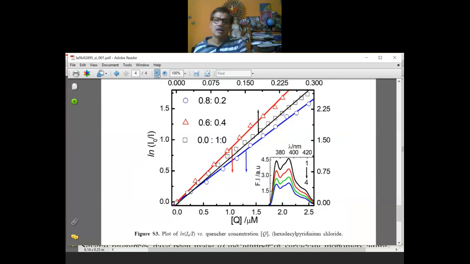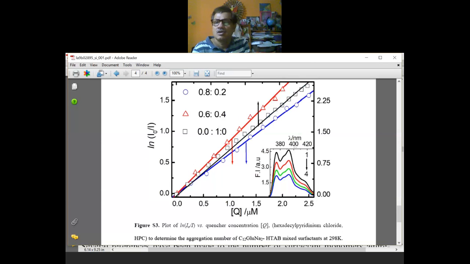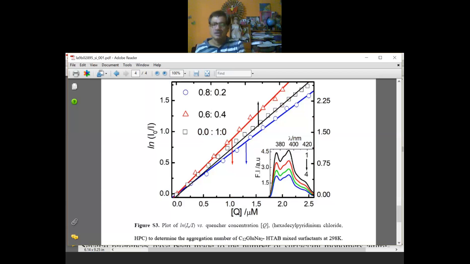You make a plot of ln I0 by I. They have shown it here as ln I0 by I; I have told it as ln F0 by F. I0 or F0 bear the same meaning: the fluorescence intensity in absence of quencher. So you record the spectra where there is no quencher, then you vary the concentration of the quencher, then you make a plot of ln I0 by I. At the higher wavelength, this is called I3, the third vibronic peak of pyrene. If you make such a plot, you will get a linear plot passing through the origin.